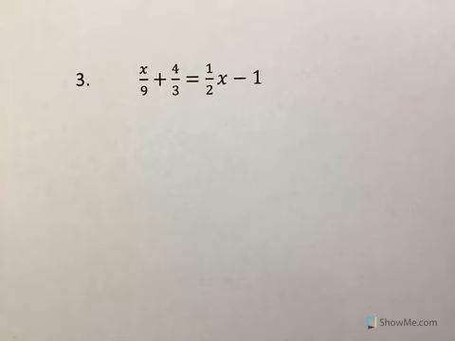So question 3, well, we can't cross multiply because it's not just one fraction equals one fraction. So we're going to have to figure out what the LCD is. And the numbers that we have to look at are 9, 3, and 2, because those are all our denominators. So we have to figure out the smallest possible number that 9, 3, and 2 will all divide evenly into.